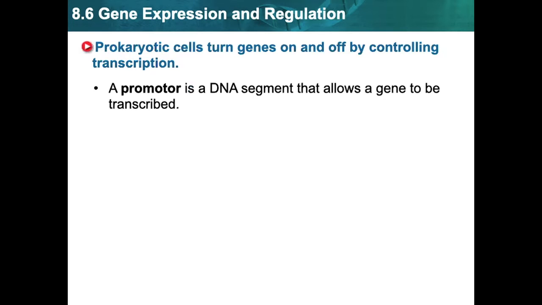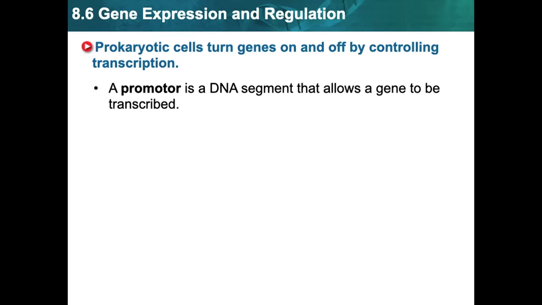So look first at the simplest cells, the prokaryotic cells. Prokaryotic cells can turn genes on and off by controlling transcription. So it just goes to the source. When DNA makes mRNA, it just controls that and has it either turn on transcription and go forward or turn it off and stop transcription, which then stops the gene from being expressed.